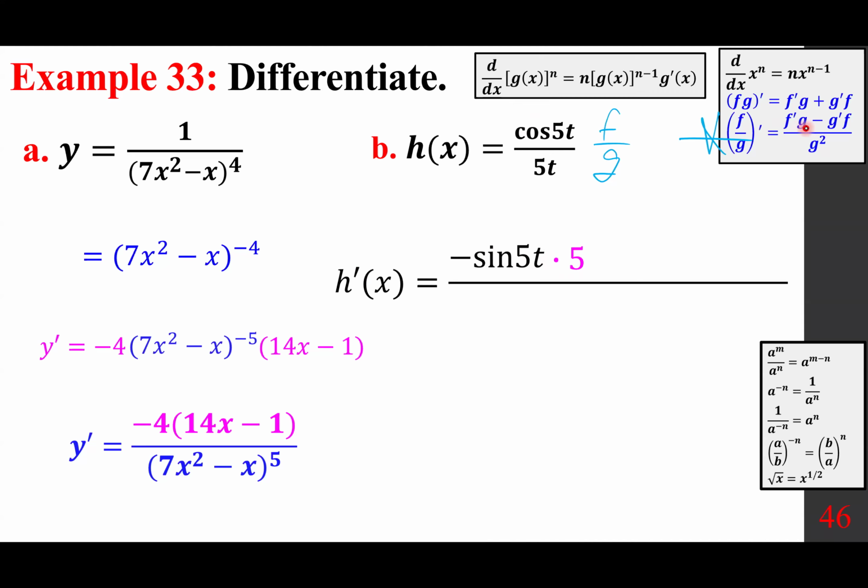That's f prime. What about g? Times g, 5t, minus g prime, which is 5, times f, cosine of 5t, over g squared, (5t) squared. So you square that, 25t squared. Done with calculus. We are going to simplify this. And again, reminding you, this is f prime g minus g prime f. If you want, I can write it underneath.